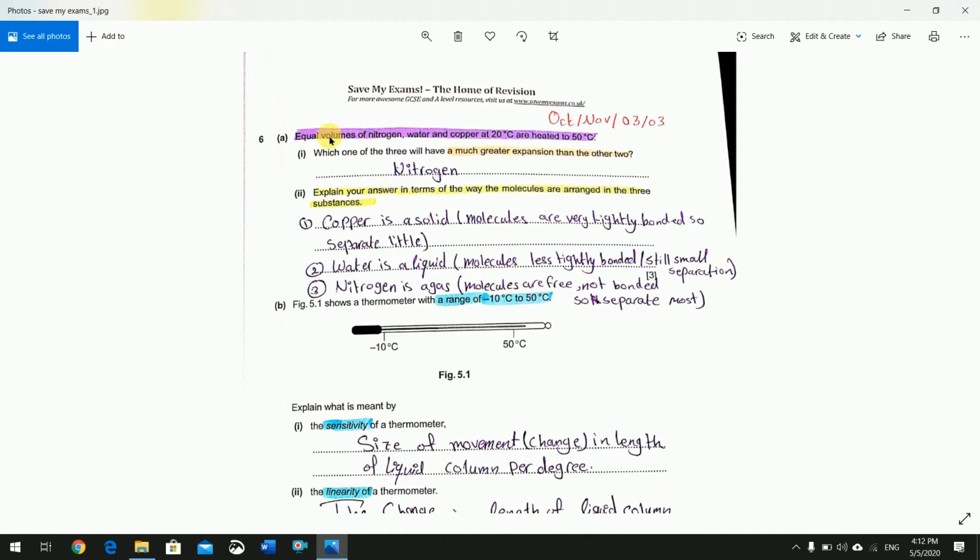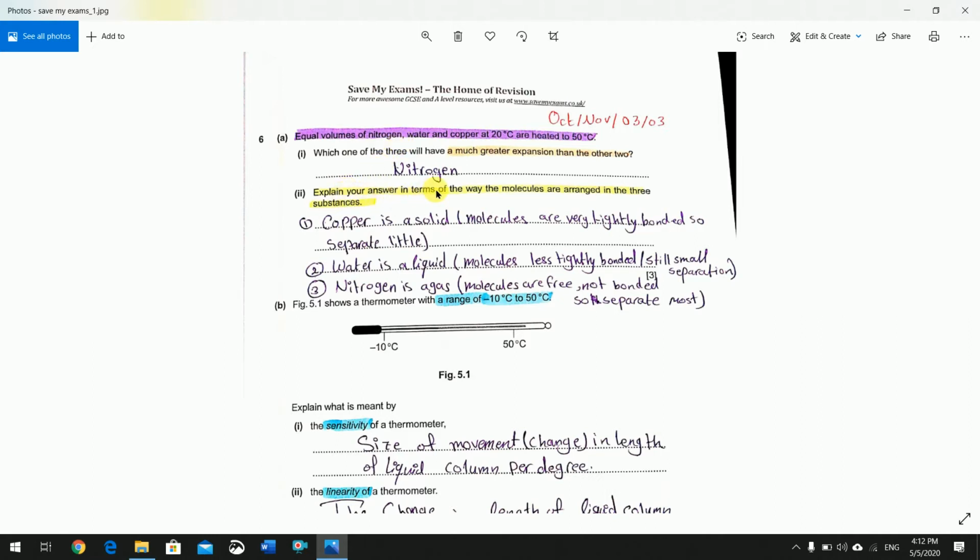2003. So here we have equal volumes of nitrogen, water, and copper. All of these are at 20 Celsius. So we heated these three substances to 50 Celsius. Which one of the three will have a much greater expansion than the other two? And of course it's nitrogen, because nitrogen is a gas, water is a liquid, and copper is a solid. So the one with the most expansion is nitrogen.